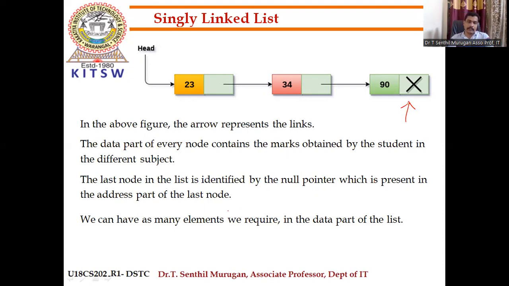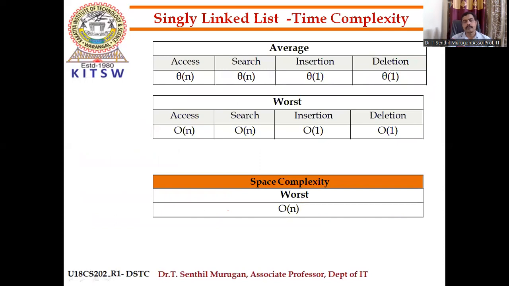So we can add any number of elements as we require. This is the time complexity when we consider the average time. Average means theta of n for access, theta of n for search, theta of n for insertion, theta of n for deletion. But the worst case is order of n. In case you want to insert the node at the last, it will visit all the nodes, then finally add. If the search element is available in the last position, then that is the worst case.